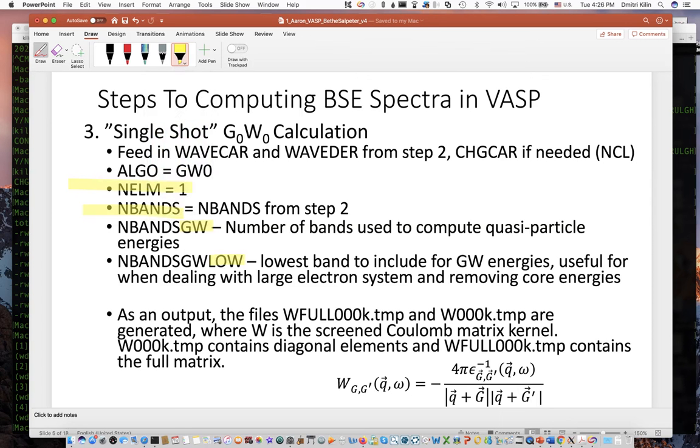And then once the calculation runs, it will output these W full and W.tmp files, which contain all the matrix elements for this W that I have on the bottom. So I guess that's all I have for that. If there aren't any questions.